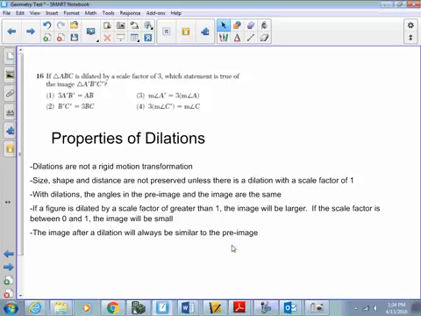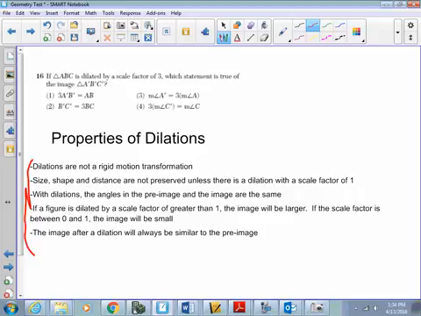Okay, we're going to look at problems 16 through 20 on the 2015 June Geometry Common Core exam. So looking at number 16, you want to write these things down here. All of these things about dilation are some properties that we have talked about. Remember, dilations are not a rigid motion transformation. So keep that in mind. That means when you dilate a figure, the size and shape do not necessarily remain the same. The distance between points is not preserved.